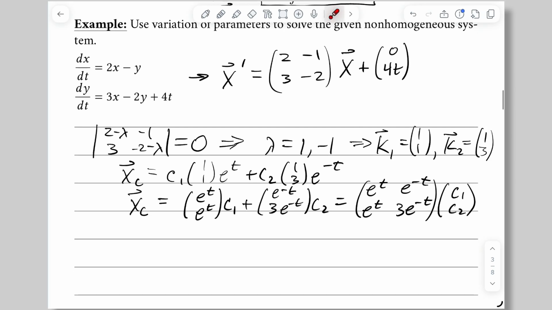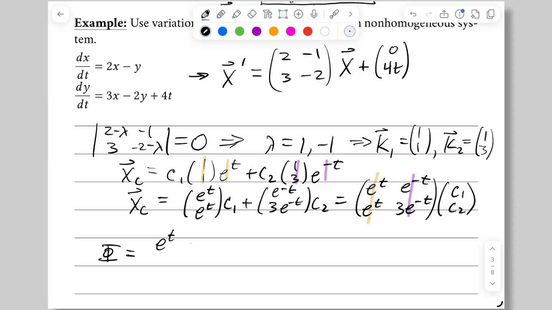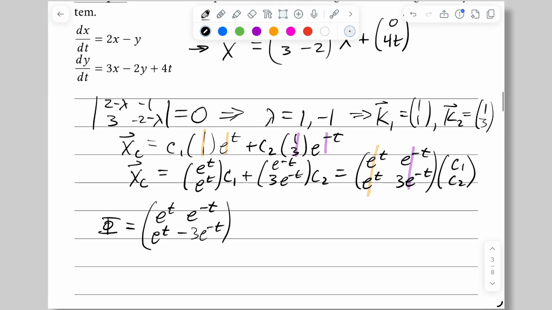And as a shortcut then, we can recognize that (1, 1) times e^t is the first column of the fundamental matrix, and (1, 3) times e^(-t) is the second column of the fundamental matrix. Phi, then, the fundamental matrix, is [e^t, e^(-t); e^t, 3e^(-t)]. Now, we need phi inverse.